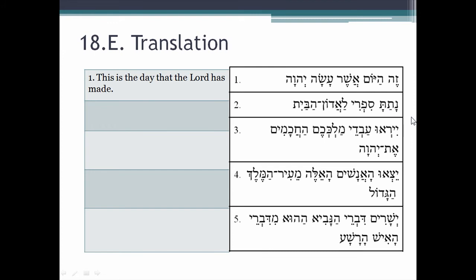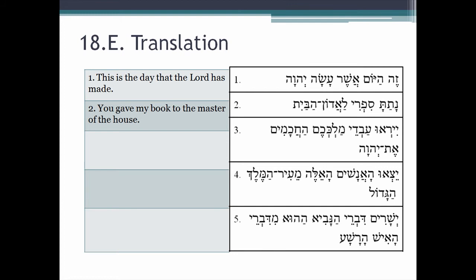Now we have natata, which we had in the parsing. So that we know is you give or you gave. Again, it's perfect. And then we have sifri la'adon habayit. So you gave what? You gave sifri. It's sefer plus a suffix, first common singular suffix. You gave my book.